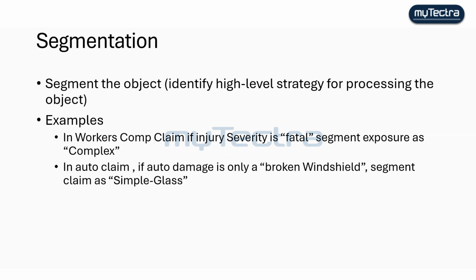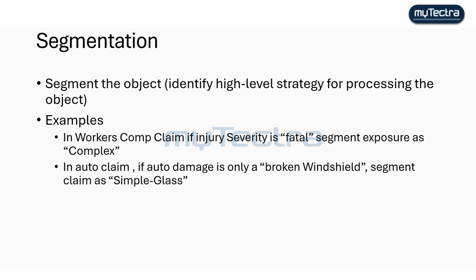Put some examples here. If in a workers' comp claim the injury severity is fatal, meaning somebody died, then automatically the segment of the exposure is complex. Otherwise, if in an auto claim the damage is only a broken windshield, then this will be segmented as simple glass. How is it segmented? The claim has a column. I think the column name is claim segment. It is again a typelist. That is also important. Claim segment means how you will segment.